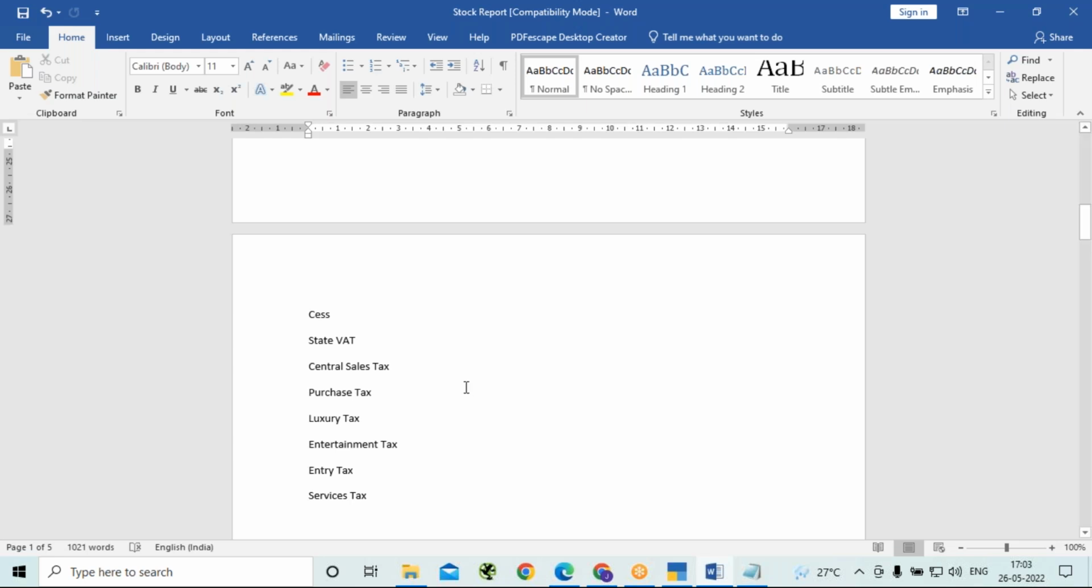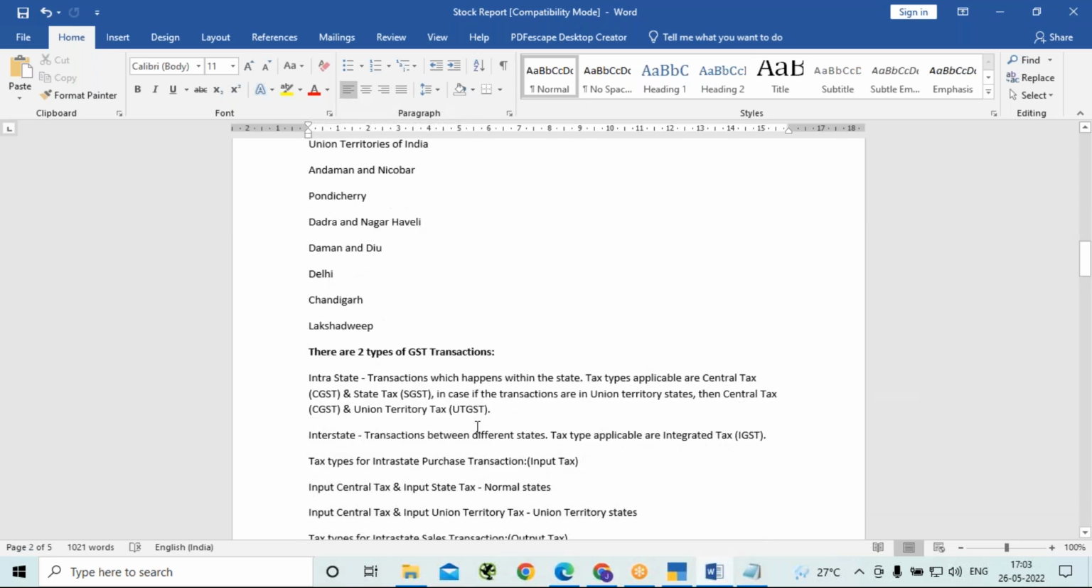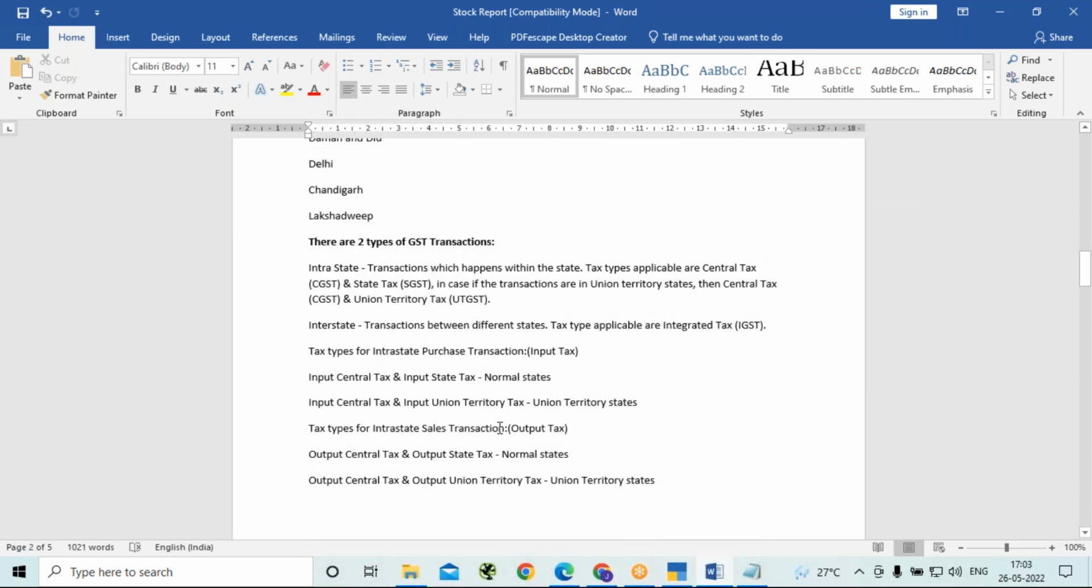We are going to see that there are two types of transaction. One is intrastate transaction, that is when the transaction happens within the state, the buyer and seller are from the same state. That type of transaction is called an intrastate transaction.